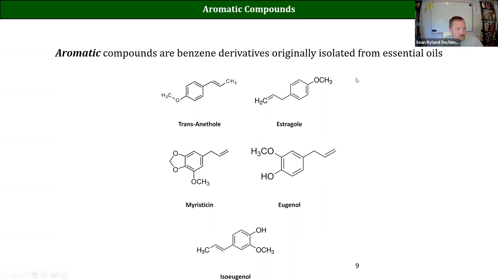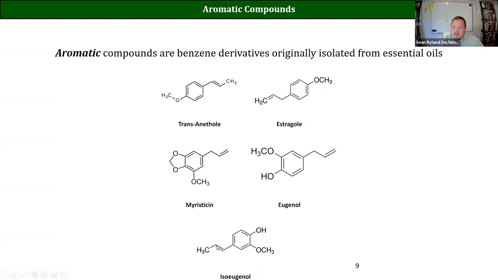Right. So here are some essential oils, and that's actually where the term aromatic came from: they figured out how to extract these essential oils from various natural sources, and they all smelled really strongly. So they called them aromatic. And then later, aromatic was redefined to mean having these conjugated pi systems in a cyclic structure. Myristicin is the one that comes from nutmeg. Eugenol comes from cloves. Isoeugenol does not actually come from cloves. The difference with isoeugenol is just where we wind up with the pi bond.